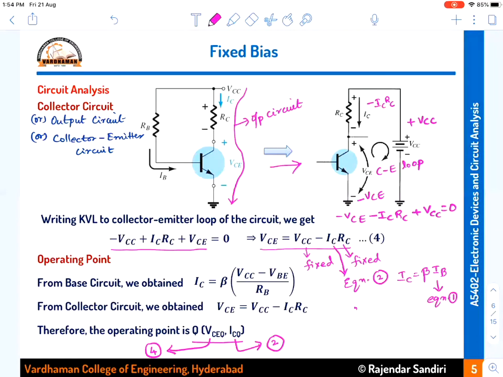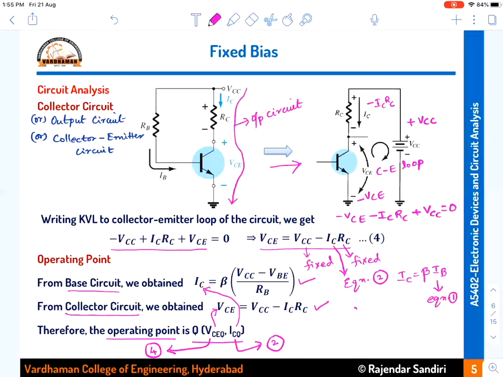From the base circuit we obtained IC like this. From the collector circuit we obtained VCE like this. Both of these together are used in the operating point Q, VCEQ comma ICQ. Is it okay? Now, we calculated the operating point by writing KVL to the input circuit and KVL to the output circuit. From the input circuit, we got the base current, and we know that collector current is equal to beta times the base current. Then I calculated the IC value, which is the y-intercept of your operating point.